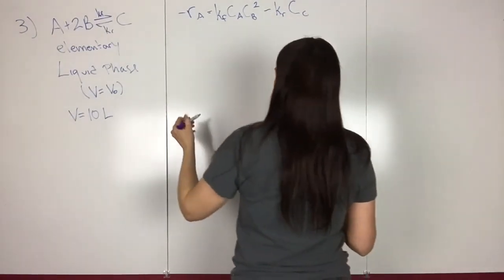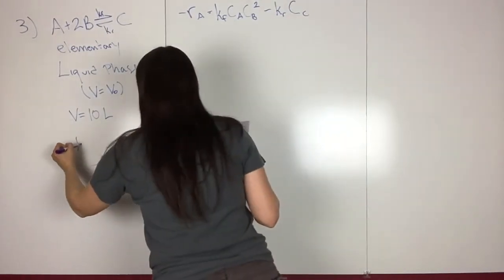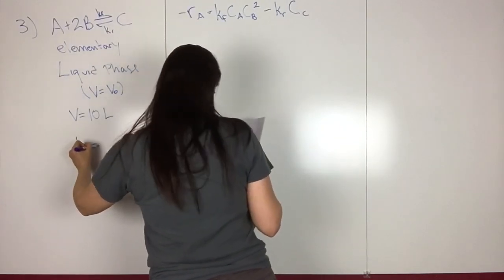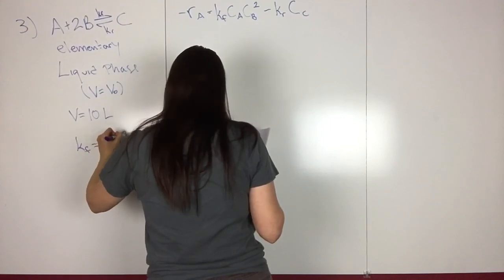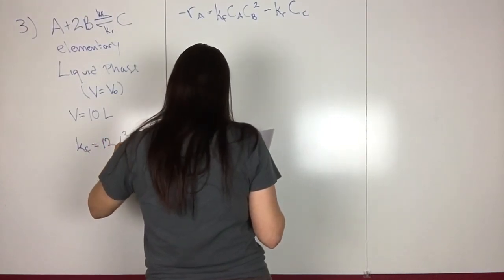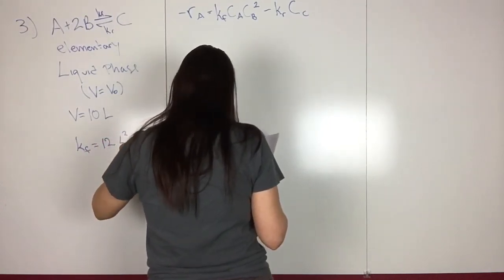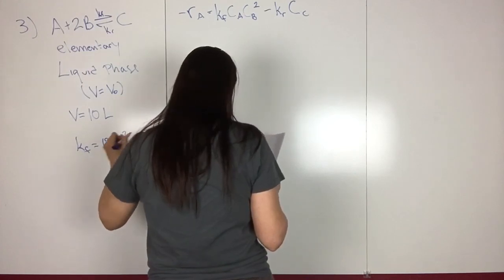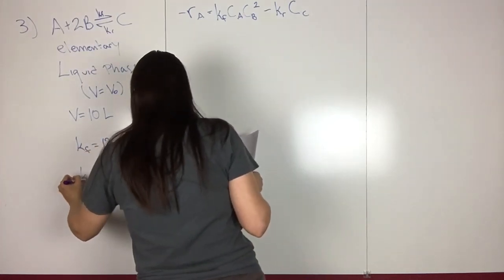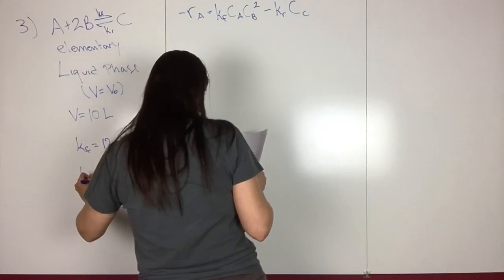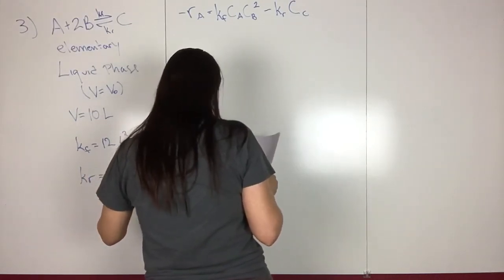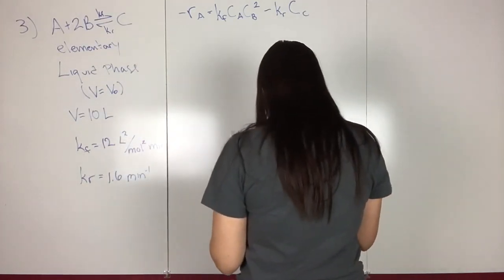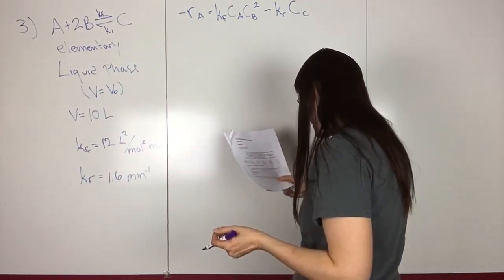And then it tells us that KF is equal to 12 liters cubed per mole cubed per minute. KR is equal to 1.6 minute minus 1. And then it also tells us what the feed streams are.